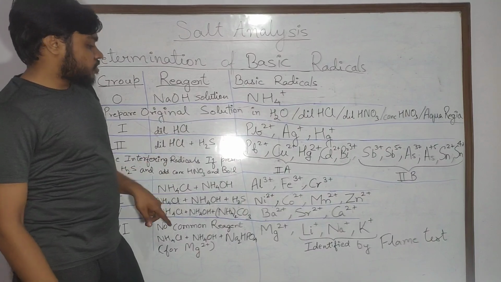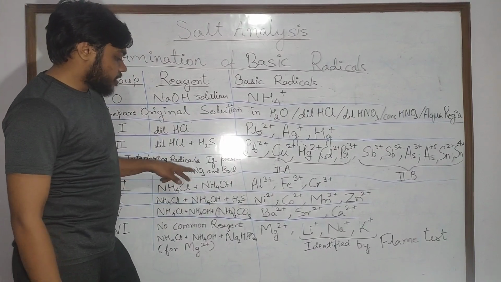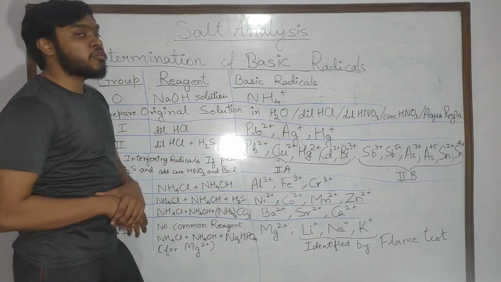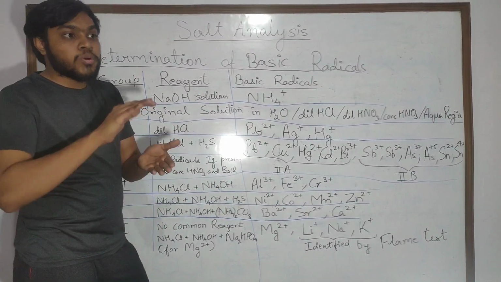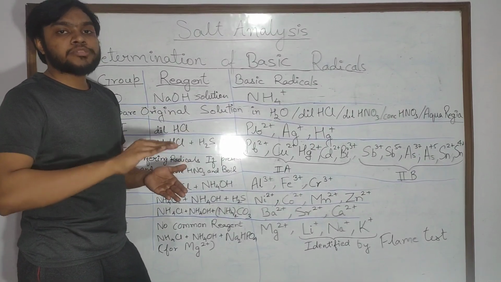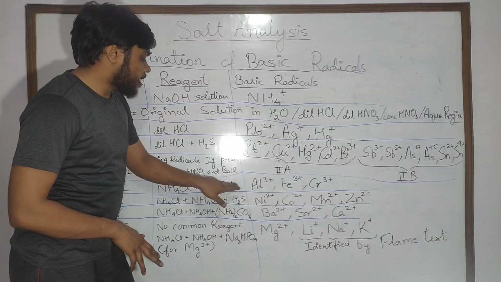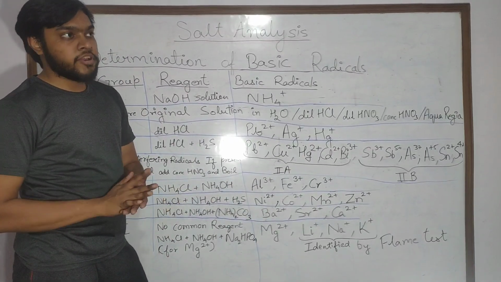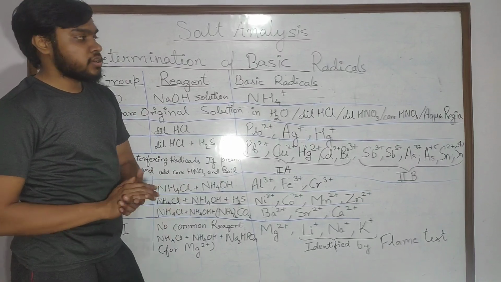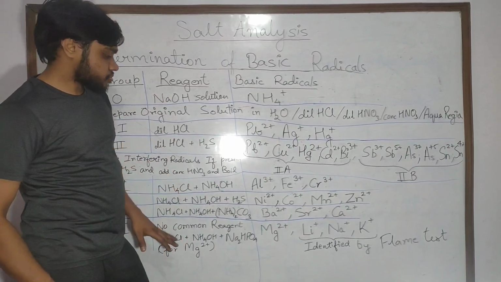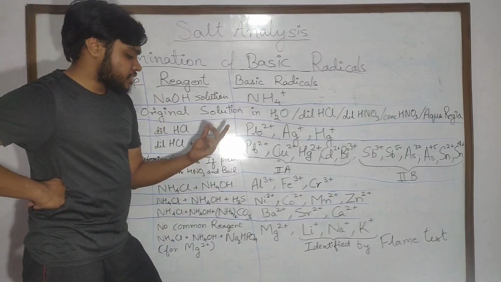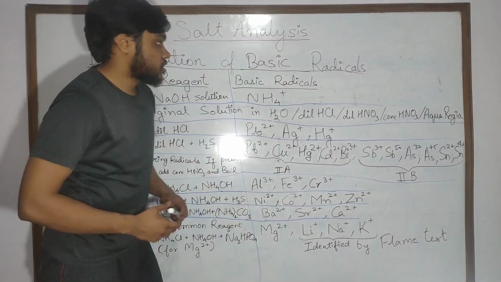Now the group reagent for group 3 is ammonium chloride plus ammonium hydroxide. Ammonium chloride over here is added to lower the concentration of OH minus ions produced by ammonium hydroxide, by common ion effect. If you have studied what is common ion effect, then you might know. Otherwise, give me 1 minute, I will explain what is common ion effect.